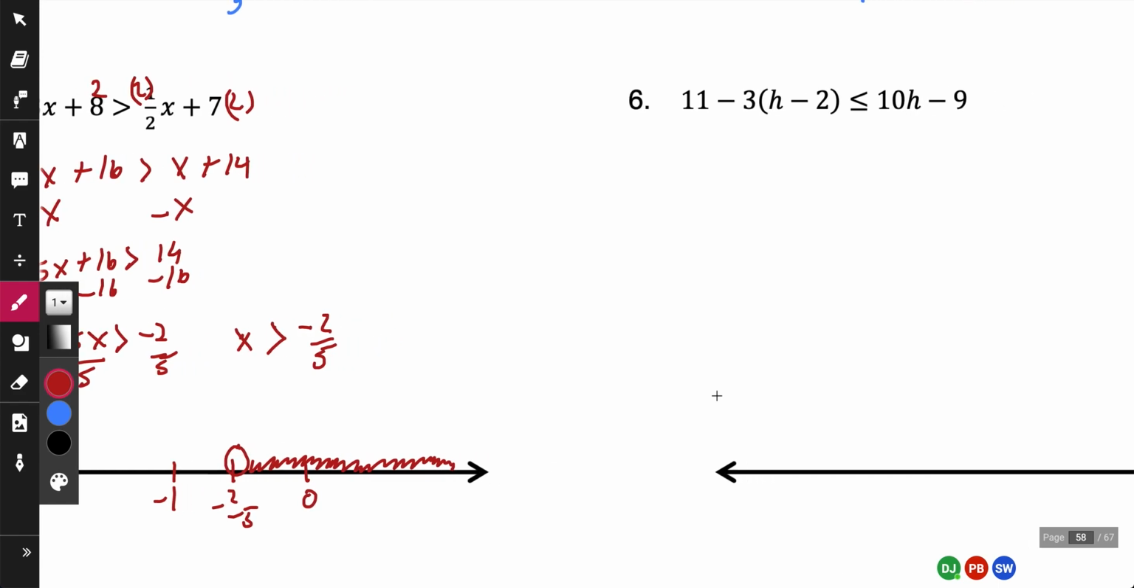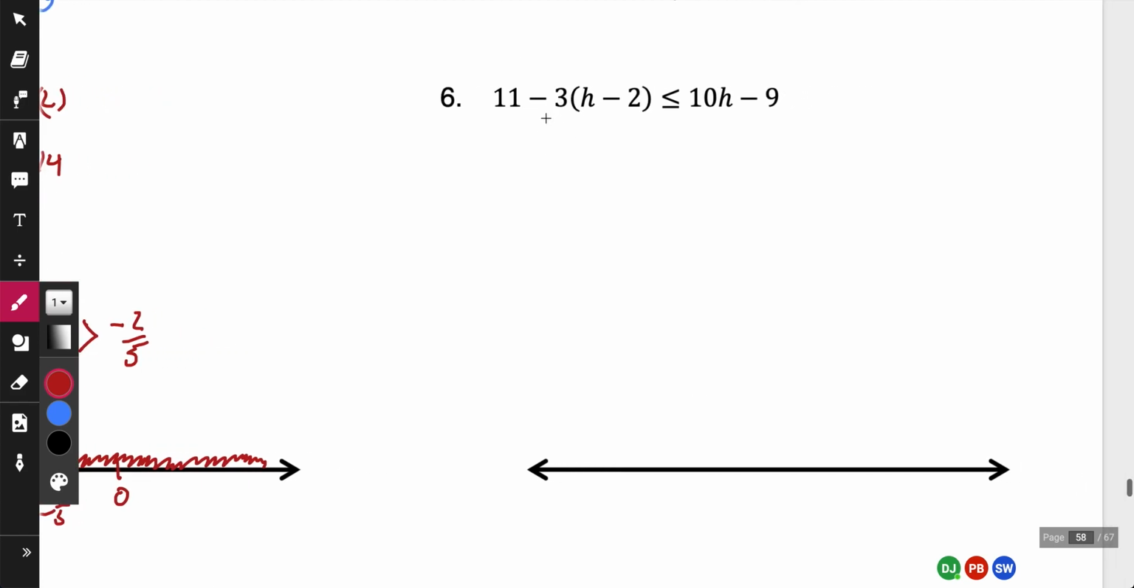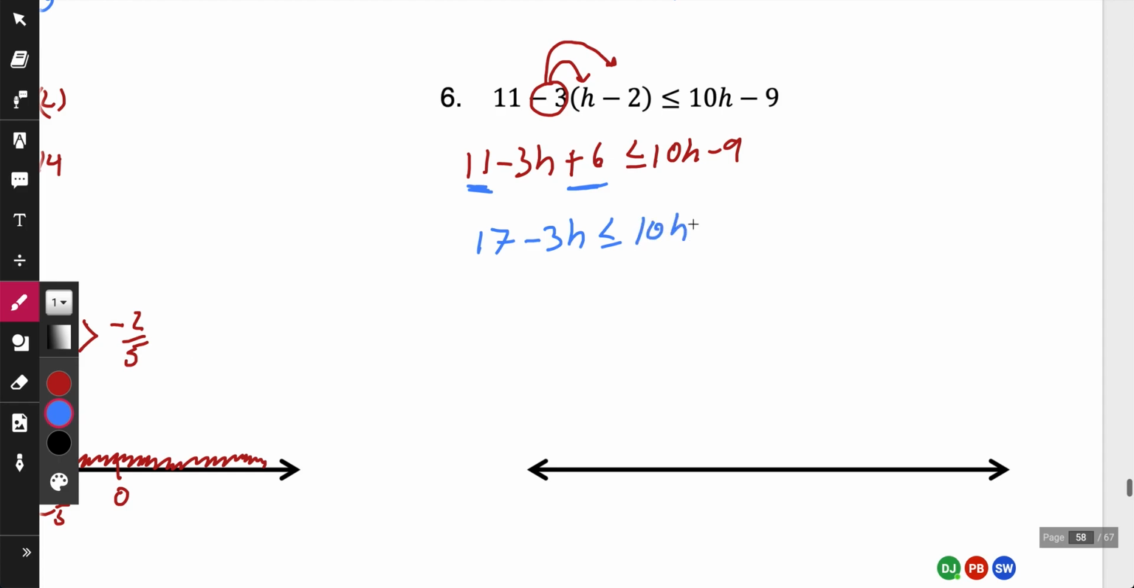This next one looks a little tricky. Now, I have this negative 3 out in the front. A common mistake students make is when they distribute this 3, they forget to include the negative in front of it. So we are going to take this negative 3 and distribute it to the h as well as the negative 2. So this will give me 11 minus 3h, and then this turns into plus 6. Remember, it's a negative times a negative to get plus 6, and that's less than or equal to 10h minus 9. So now let's combine like terms. On the left side, I have 11 plus 6, which is 17. So I'm going to have 17 minus 3h is less than or equal to 10h minus 9.